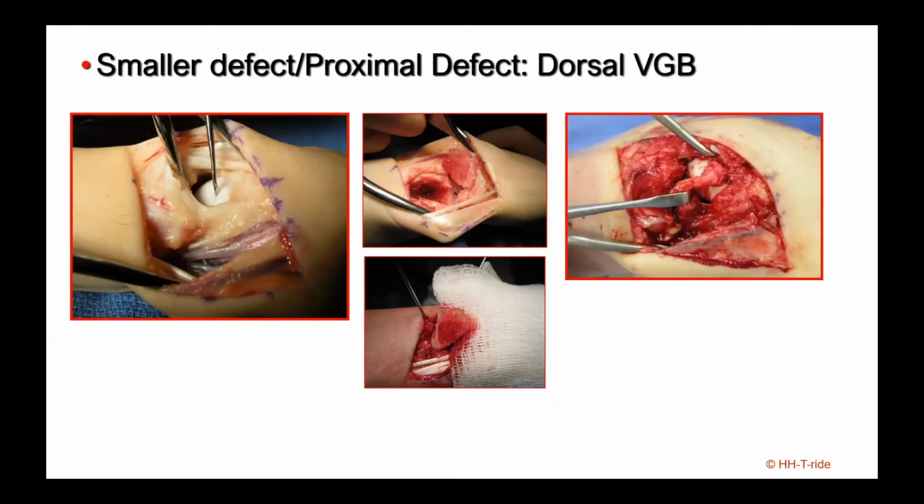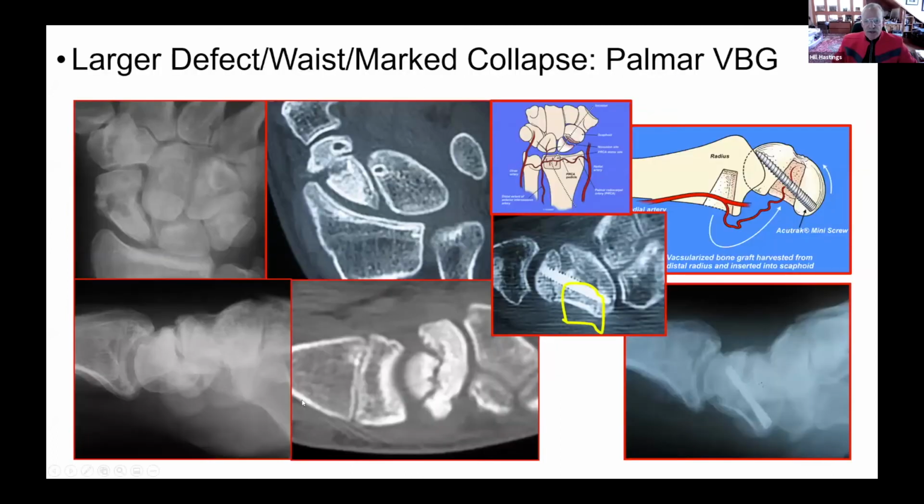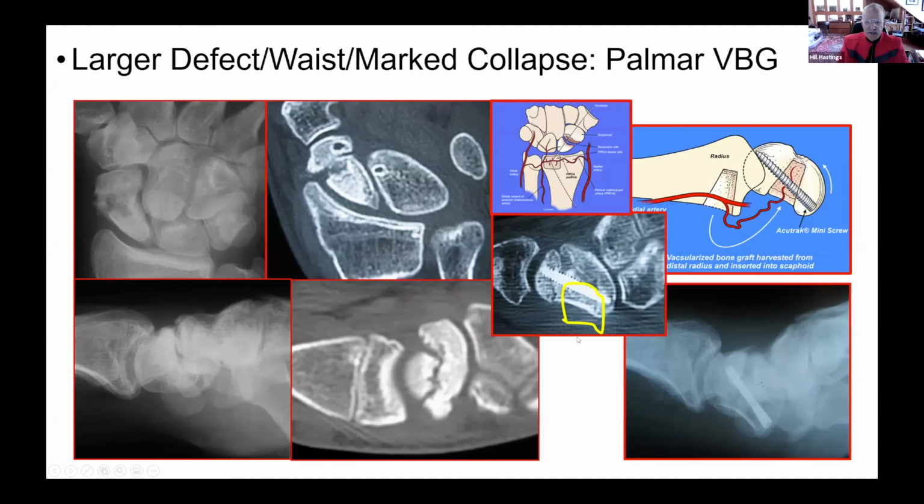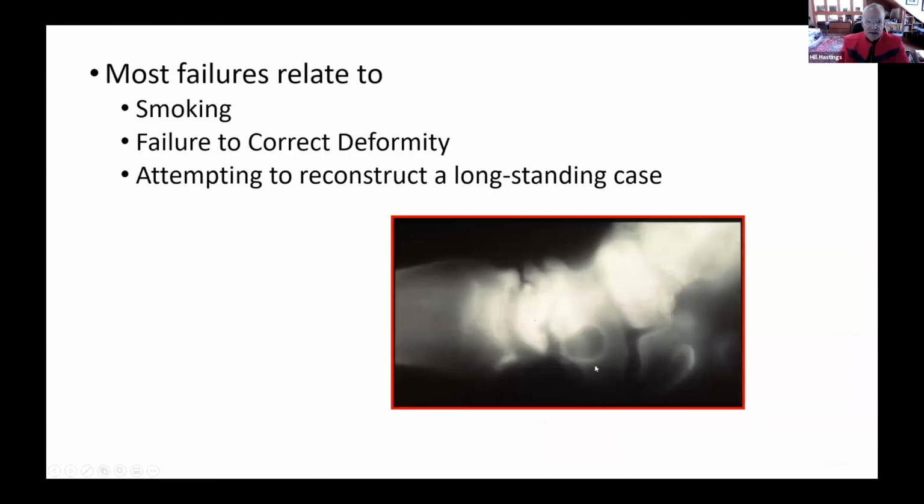Smaller proximal defects requiring a vascularized graft can be handled with a dorsal source, such as this 1-2 intercompartmental supraretinacular vessel. Next. And larger ones with marked collapse or humpback deformity. Next. By a volar graft, as Kyle just showed, interposing it to correct the humpback.